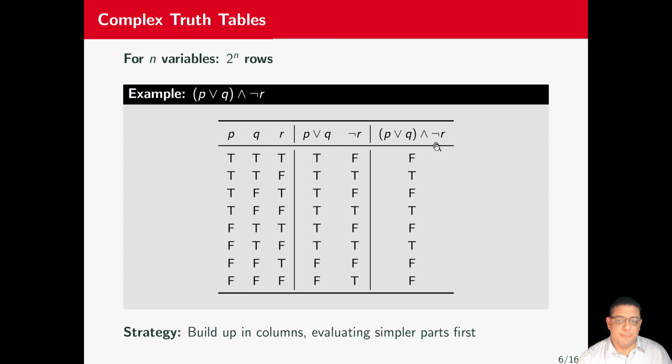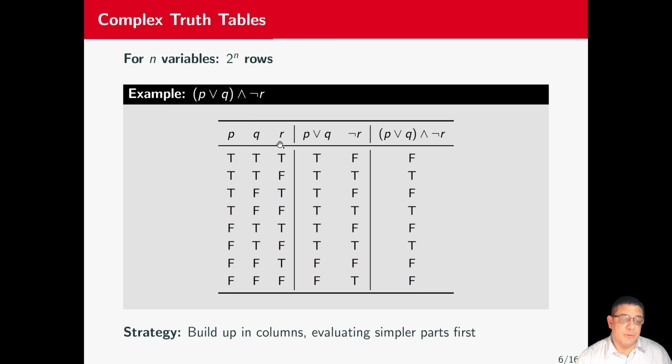So here we have an example of something that contains P, Q, and R. And so we have also P or Q, and we have the negation of R. And the final statement that we want to check is (P or Q) and not R. And that's just going to be a big 8-row table of true or false.